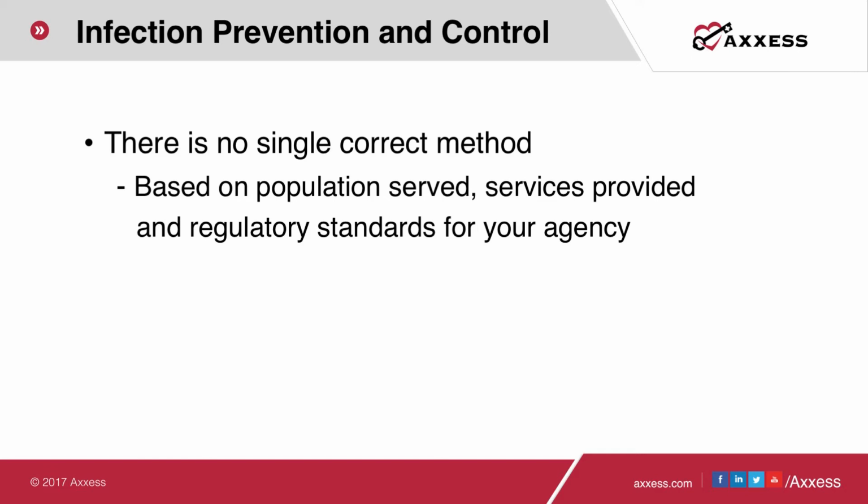So CMS did not write specific guidelines. They gave us at the agency level the leeway to develop our own infection control programs. And we need to do that based on the population that we serve, the services that we provide, and those regulatory standards for our agencies, depending on if we're Joint Commission, ACHC, CHAP accredited. Then we have to look into our state regulations, our professional practice acts, and so on, and then the population that we serve. If we're doing kids and pediatrics, their infection control may be completely different than the adult.